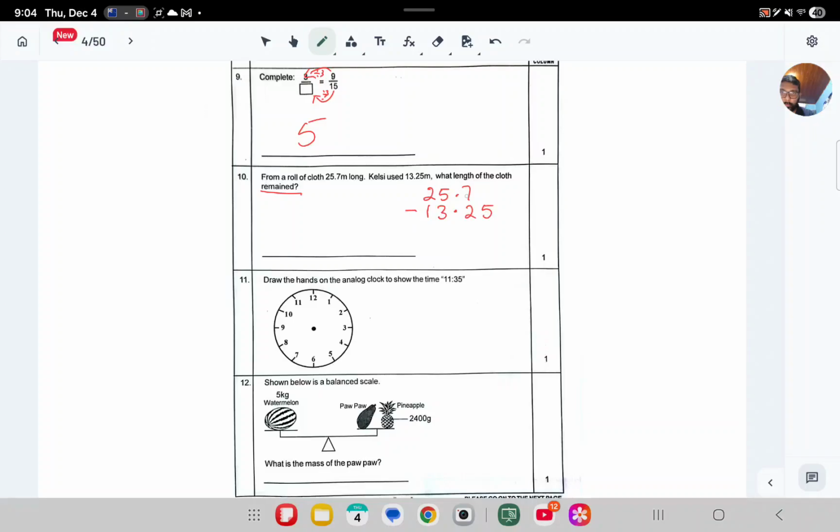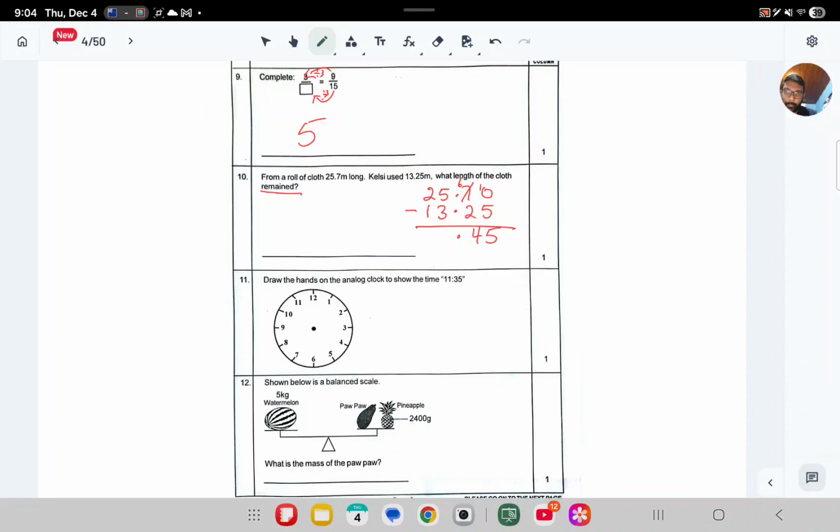Again, when subtracting decimals, we line up the digits so that the decimal points are one under the other. And wherever we have spaces, we fill them with 0. 0 cannot take away 5, so we take 1 from the 7. Here becomes 6, here becomes 10. 10 take away 5 is 5. 6 take away 2 is 4.